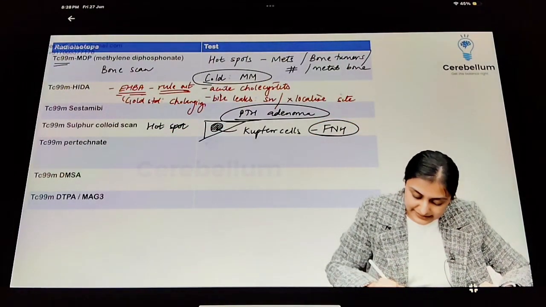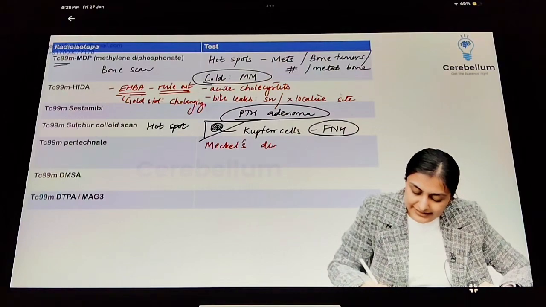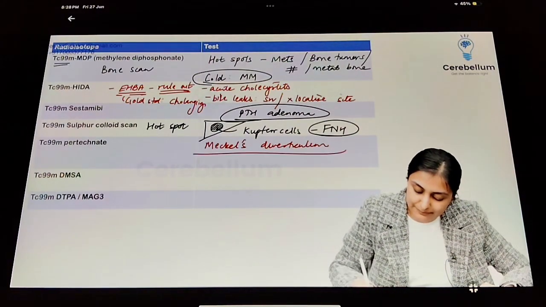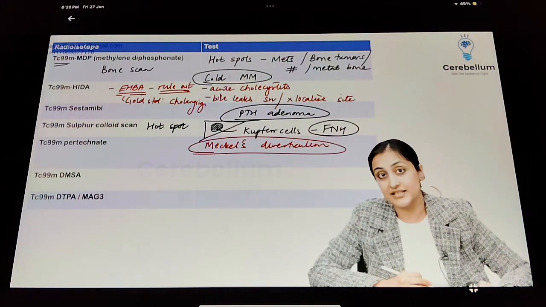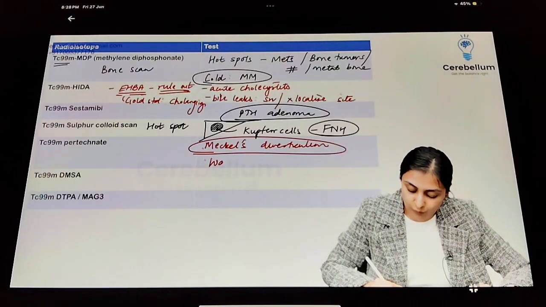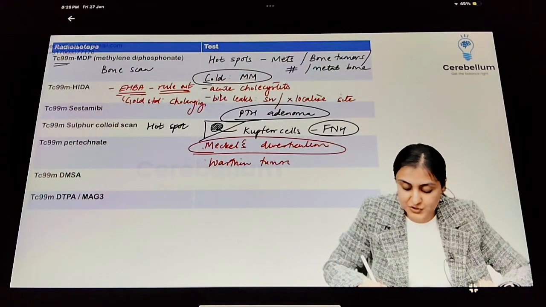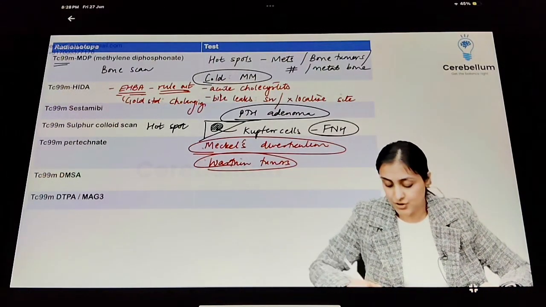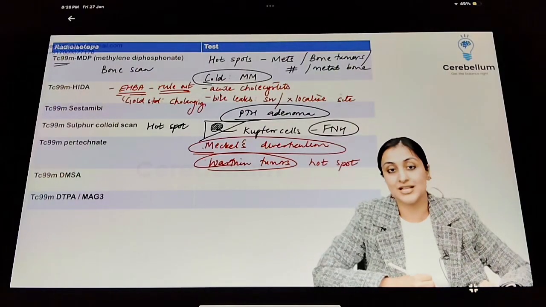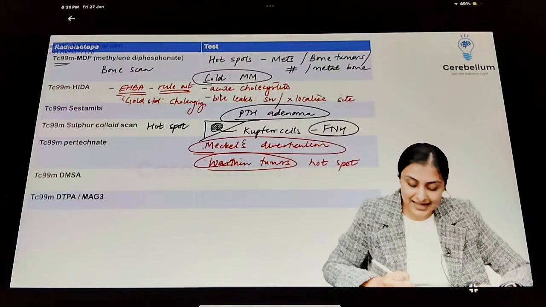Technetium pertechnetate is the investigation of choice for Meckel's diverticulum. Okay, so Meckel's diverticulum, painless GI bleed, remember technetium pertechnetate. In addition, in Warthin's tumor, a salivary gland tumor seen in smokers, you have pertechnetate showing a hot spot. Fine, so that's pertechnetate. We have two renal scans.